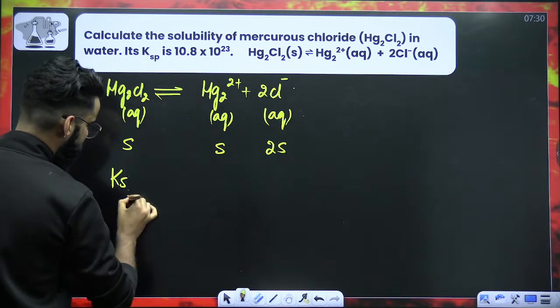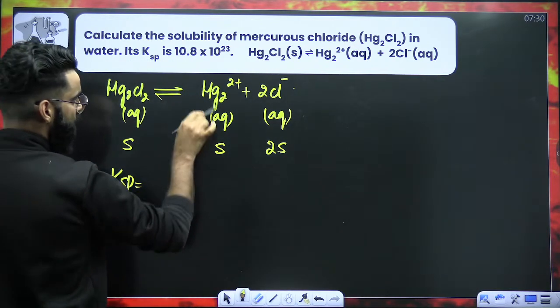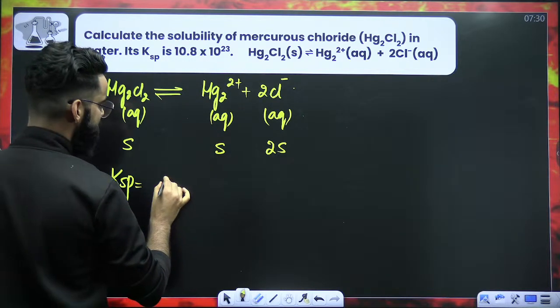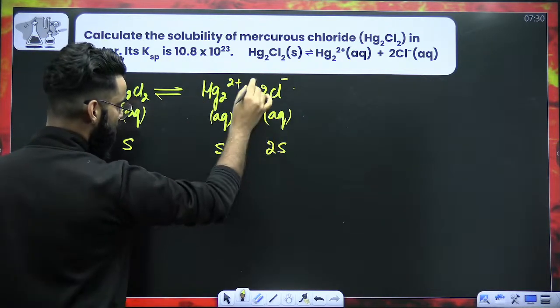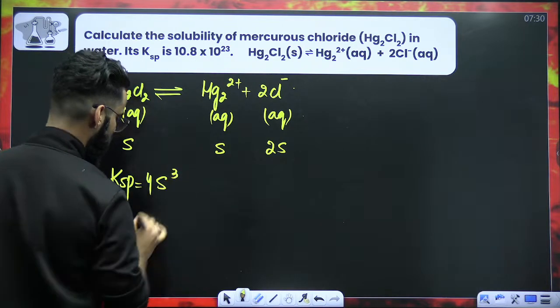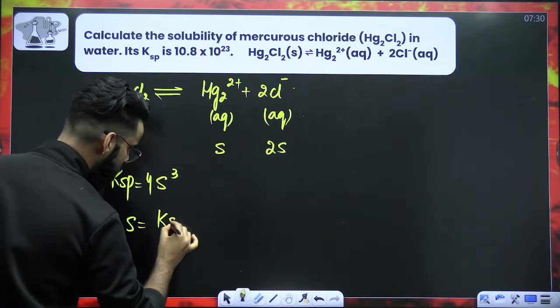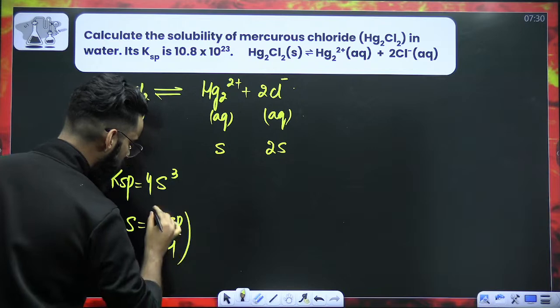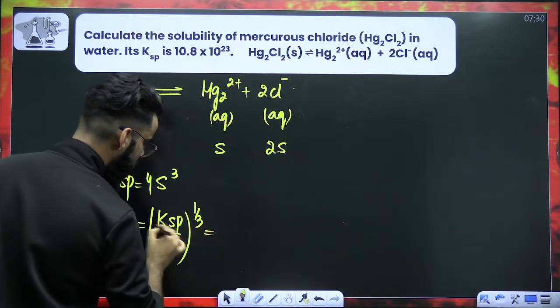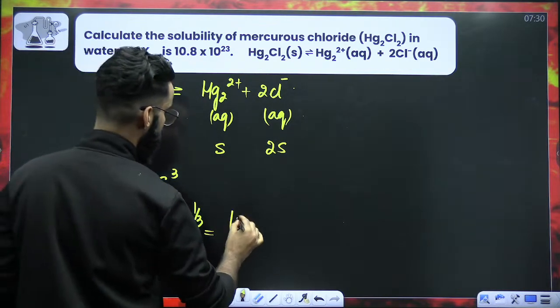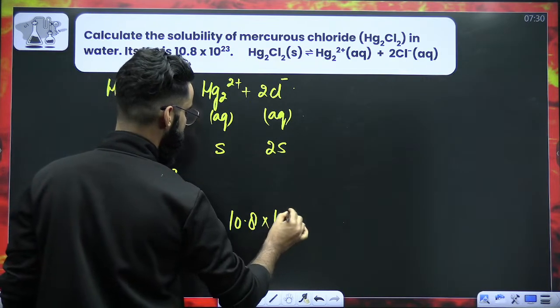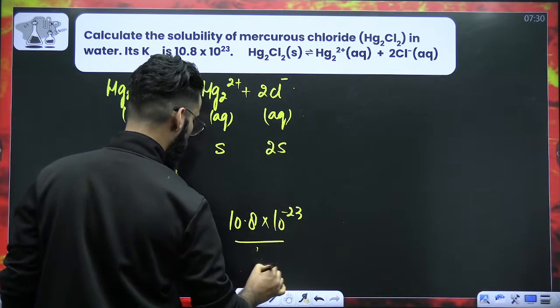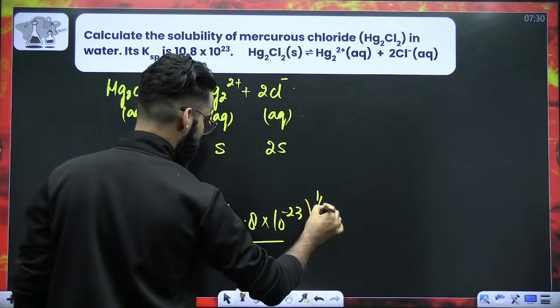So if I want to write the expression for KSP, it is the concentration of Hg2 2+, that is S raised to the power stoichiometric coefficient 1, and 2S raised to the power 2. So it's going to be 4S cube. So S you are supposed to calculate. So S has to be equal to (KSP divided by 4) whole raised to the power 1 by 3. So what is KSP? KSP is 10.8 into 10 raised to the power -23, divided by 4, whole raised to the power 1 by 3.